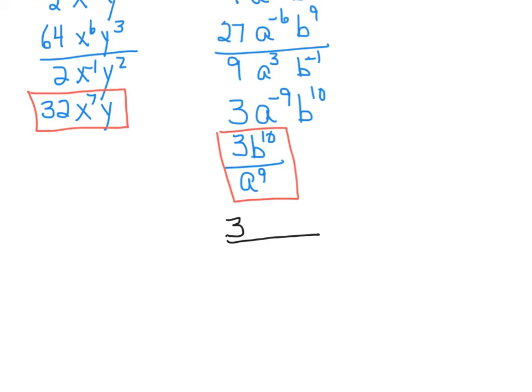Any variable with a positive exponent stays where it is. So a to the negative 6th I would move to the denominator to give it a positive exponent. b to the 9th would stay in the numerator because its exponent is already positive. A to the 3rd in the denominator would stay there because its exponent is positive. B to the negative 1 in the denominator would move to the numerator, and its exponent would then be positive.